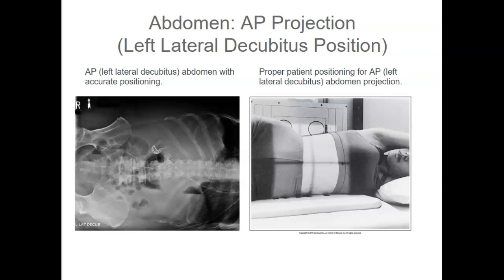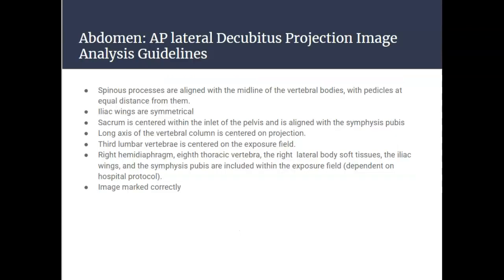So let's take a look moving forward here. Again, we have the image analysis guidelines for your decubitus projection, but like I said, they're all pretty much the same as an upright projection. Central ray is going to be around the level of L3. Dependent upon your protocol at the hospital, you may need to include the pubic symphysis all the way to the diaphragm.